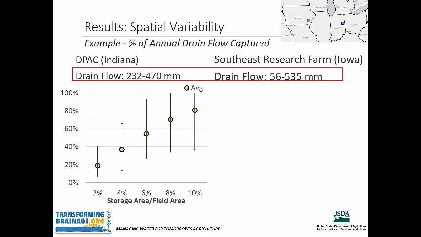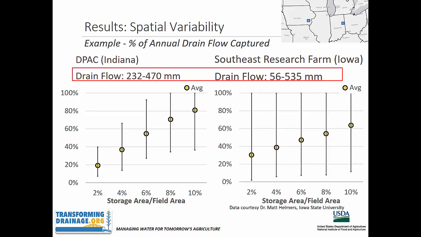Now on the left, these are the same results that we've already seen from the DPAC site regarding the potential ability to capture drain flow volumes. This same analysis completed using the data set from the southeast Iowa site shows notable differences, including a much wider range of effectiveness and an overall lower average effectiveness at larger storage volumes. Now this could potentially be attributed to the more variable flow conditions that we see within and across years, which are driven, at least in part, by different climate patterns and soil conditions.